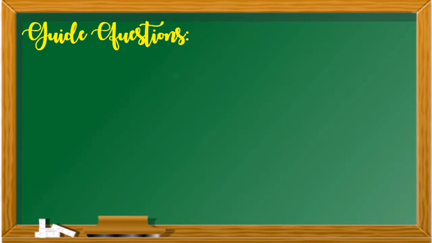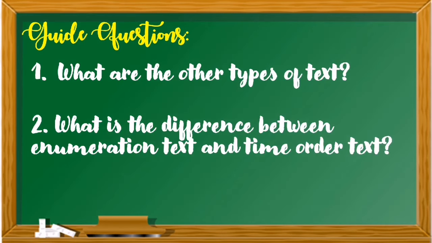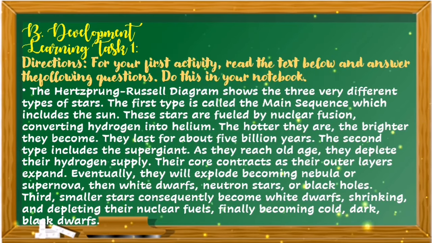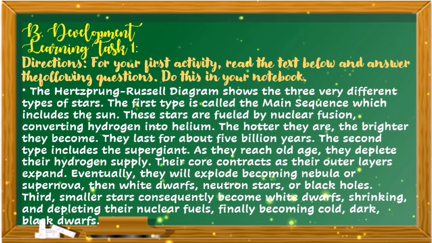So here are the guide questions for you to answer. Number 1, what are the other types of text types that we have read or discussed? Number 2, what is the difference between enumeration text and time order? Okay. So for you to identify the difference of the two text types, we're going to answer this learning task.